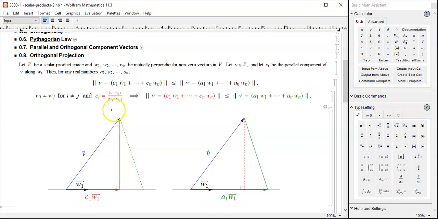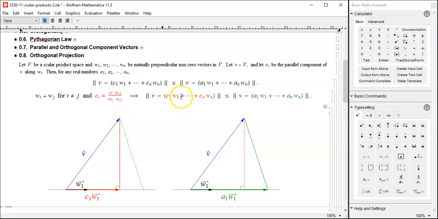Let's consider a light source, a flashlight on top, and then project light straight down orthogonally. Then the shadow of this blue vector is this red c1 w1, this red vector. So this is the orthogonal projection given by that light source. And v minus that c1 w1 is this perpendicular, this vertical, and that's the orthogonal component vector.